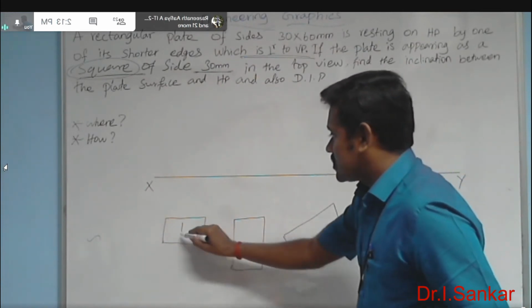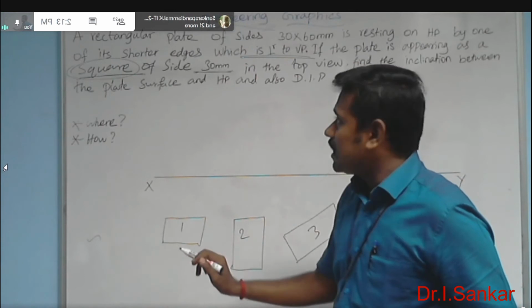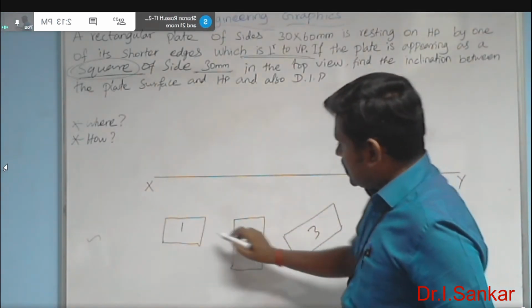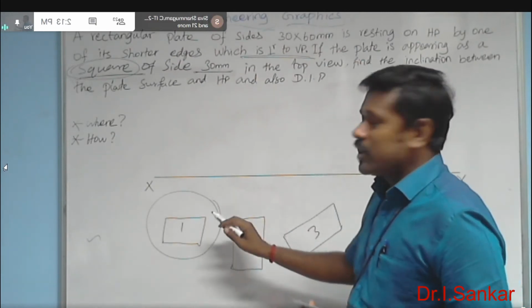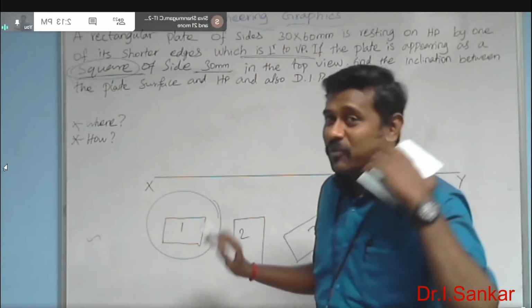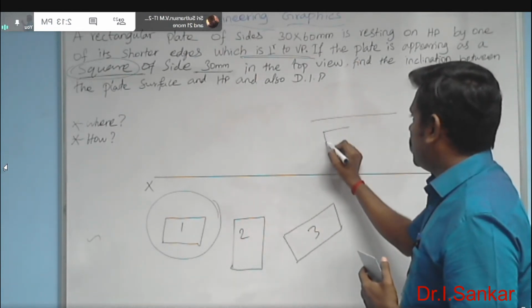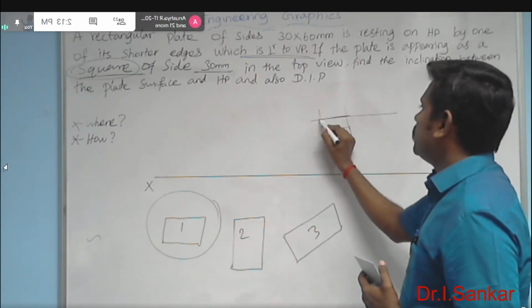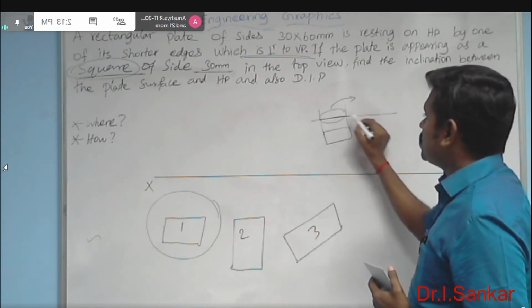But out of these choices 1, 2 and 3, which choice is better apt to that problem condition? Out of these 3, the number 1 is better apt, because you have to consider the future. In the future, what are you going to do actually? First you are going to do the simple projection, a simple top view and a simple front view. After that you are going to include the angle of inclination of this plate with respect to HP.